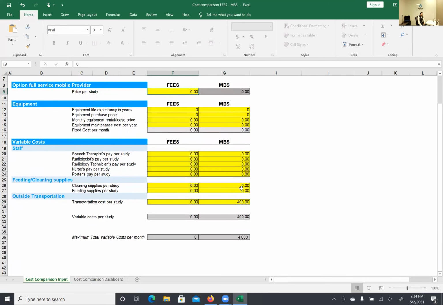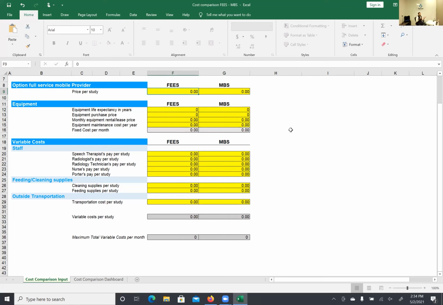And of course, there could also be the mobile MBS charge. So if they charge $500, then that might be that instead. And you can look at those numbers like that. So there's different ways to use the tool back and forth.